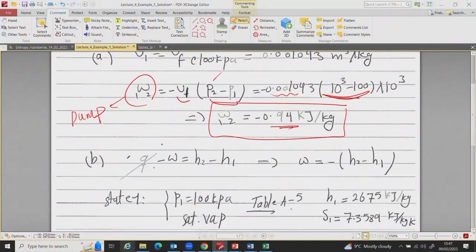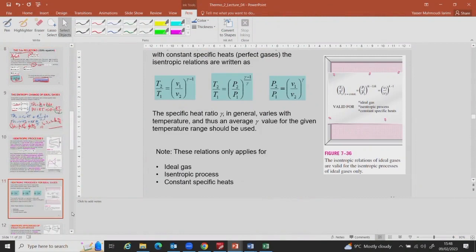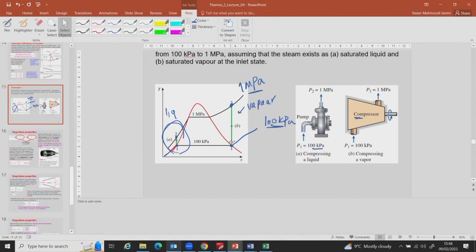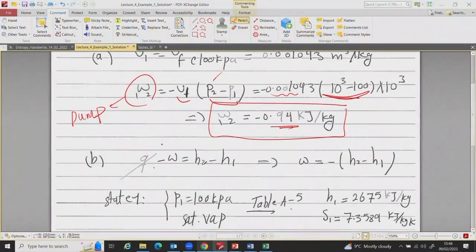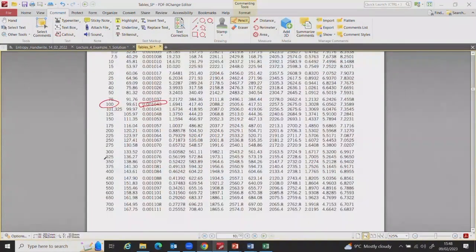For the compressor, it's an isentropic process. Remember that the compressor and pump both operate isentropically. Here, 1 to 2 means adiabatic and reversible. Since it is adiabatic, there is no heat transfer, and W is going to be H2 minus H1. For the compressor, I have the pressure at state 1, and I know it's saturated vapor. I can go to the table and read this H value here, at 100 kilopascal.